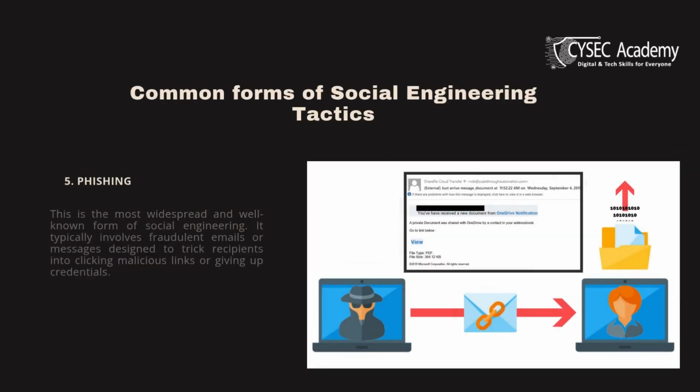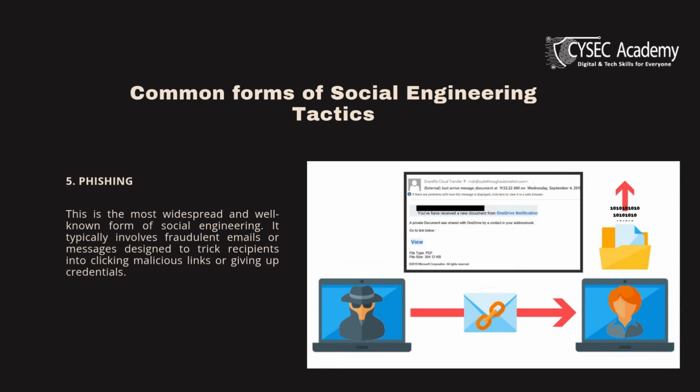5. Phishing. This is the most widespread and well-known form of social engineering. It typically involves fraudulent emails or messages designed to trick recipients into clicking malicious links or giving up credentials. For example, you receive an email that looks like it's from your bank, complete with logos and official language, urging you to verify your account by clicking a link.